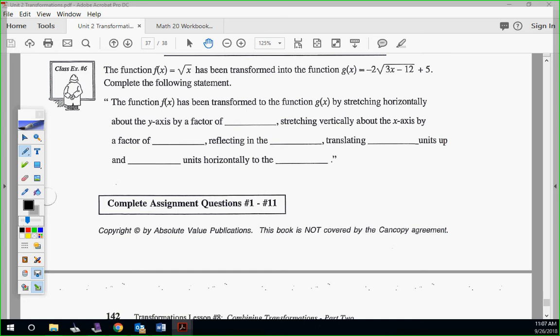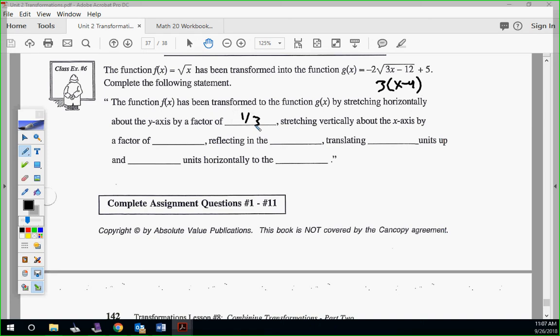What I would do if I was you, I'd pull the 3 out. So it looks like that, right? Like you said, they distributed the 3, so we're undistributing, which is pulling out. So what is the factor it's being stretched by, though? 1/3, right?